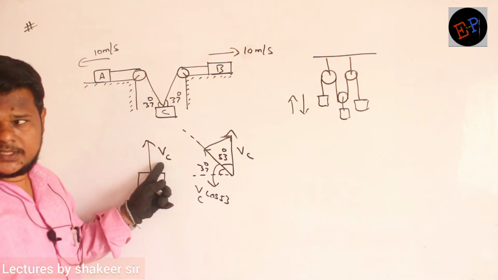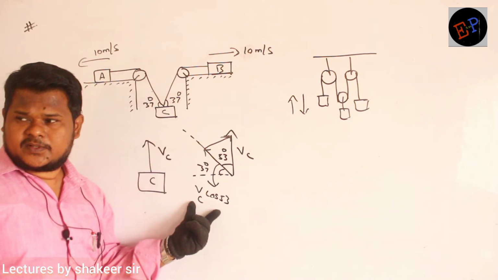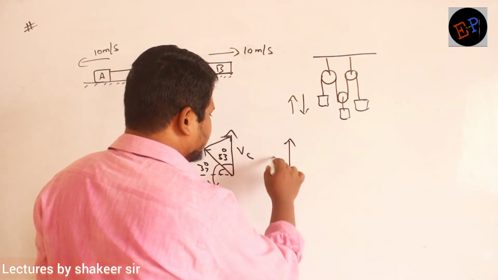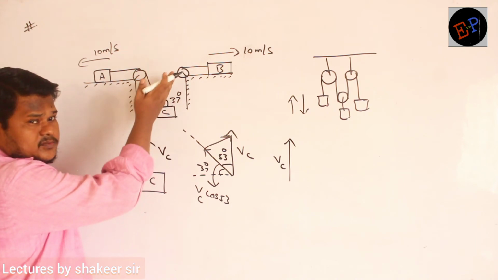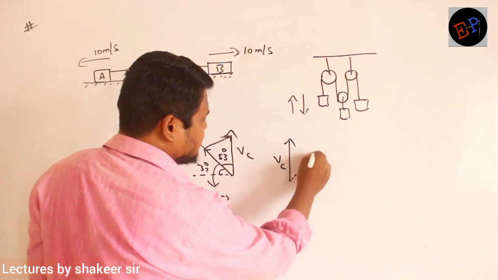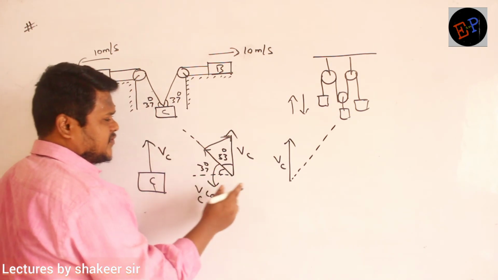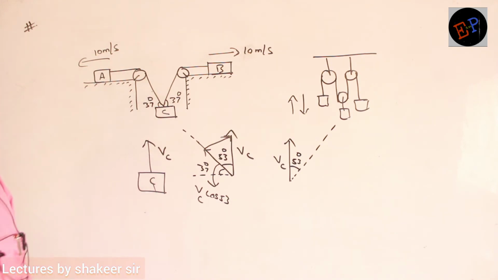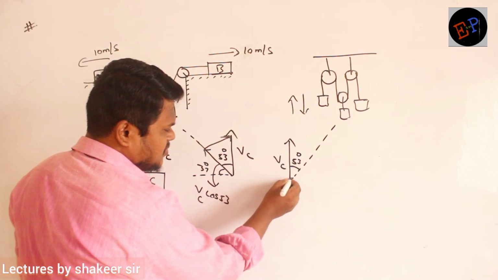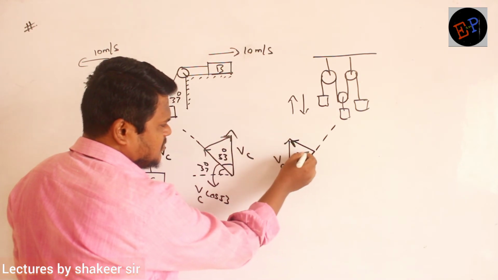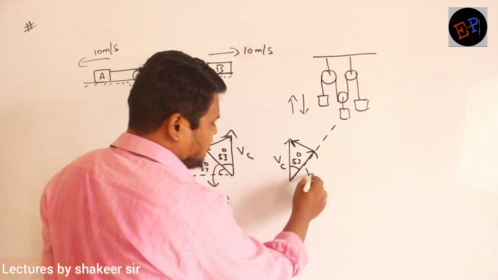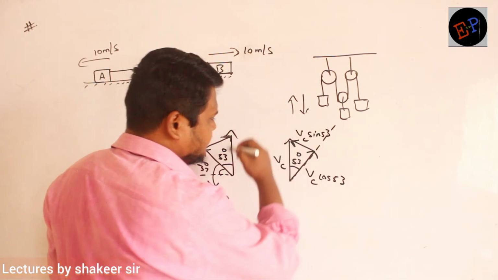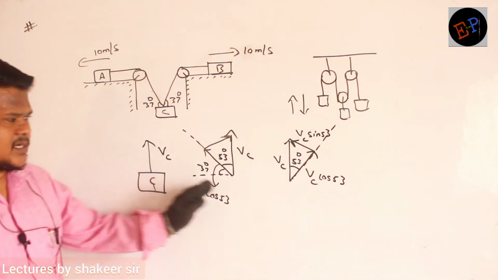So velocity of block C in the direction of rope is how much? VC cos 53. Clear? Similarly, again you take this VC and you take the second rope. Now the second rope is like this, no? And this angle is also 53 degrees. Now again you split the velocity vector such that one component is present on the rope. This is how I split. So adjacent component VC cos 53, opposite component VC sin 53. That's all, no? So I have split the velocities into components.